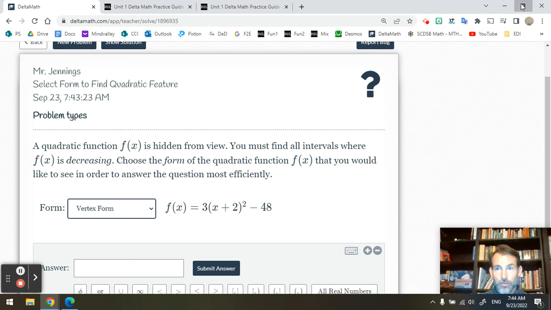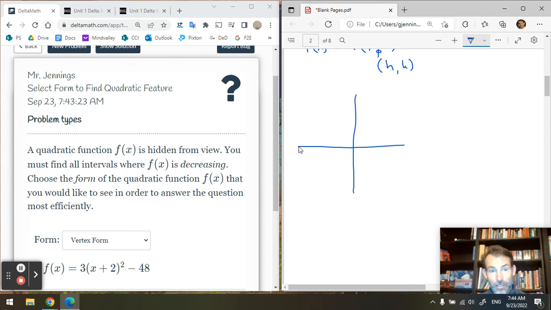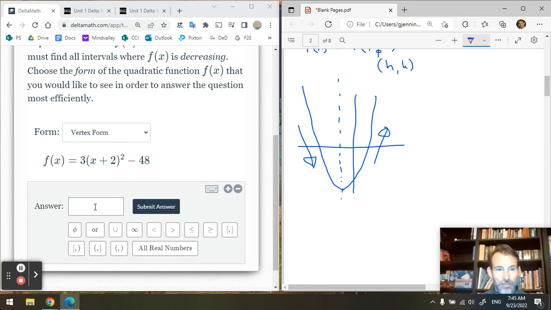So I'm going to show you some rough work here. I'm going to quickly create a sketch. This is what happens in my mind. I go -2, -48. We'll call that the point (-2, -48), whatever. And it's opening upwards. So that means it's a parabola that looks like this. Up until this axis of symmetry here, which goes through the vertex, f of x is always decreasing. After that, it's always increasing. So it's decreasing when x is less than or equal to -2.